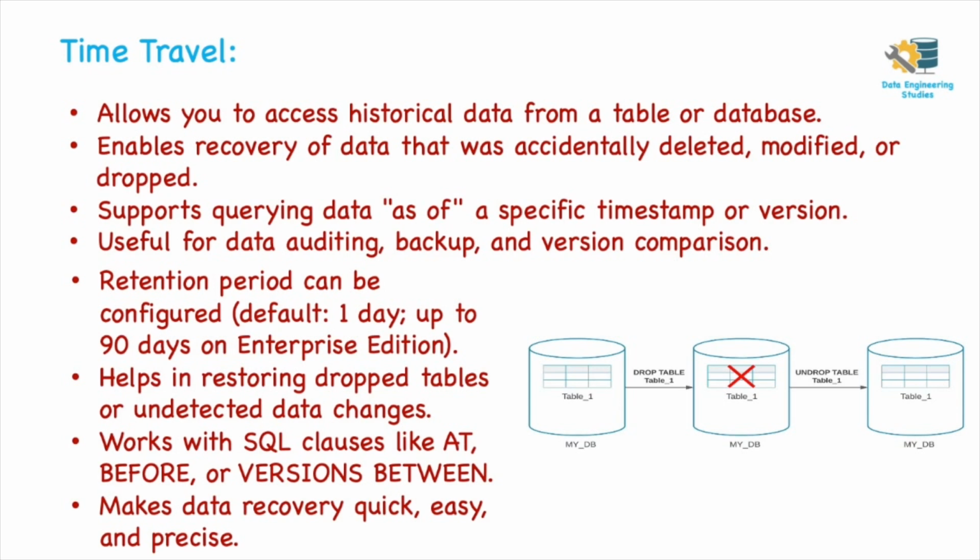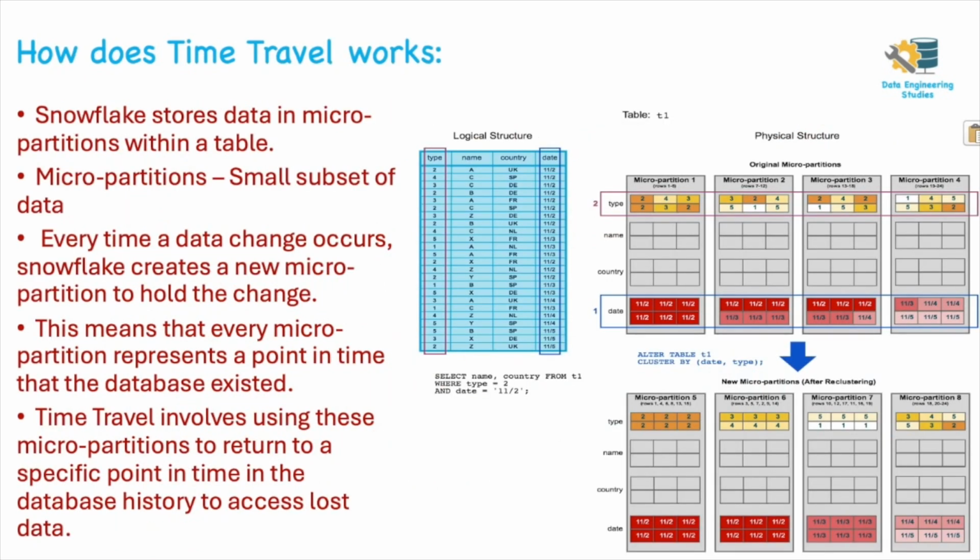Now let's understand how time travel works behind the scenes in Snowflake. Snowflake stores the data in micropartitions, which are smaller chunks of data within a table. Every micropartition consists of a subset of the table's data. These micropartitions are automatically managed by Snowflake. So every time data is inserted, updated or deleted, Snowflake doesn't overwrite the data. Instead, it creates a new micropartition to store the changed data. This keeps the record of how the data is stored at every point in time.